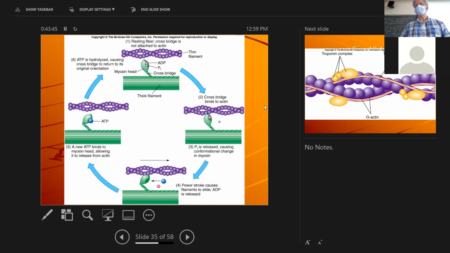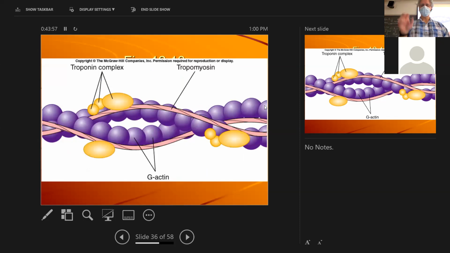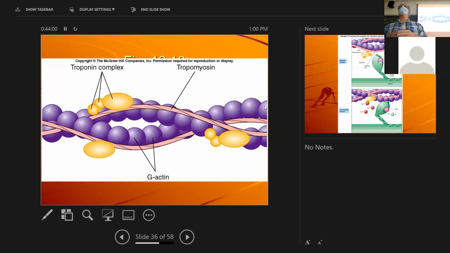Now, in a muscle that's not activated by a motor neuron, the actin is not available to the myosin. It's covered. The myosin binding sites on the actin are covered by this long filamentous protein called tropomyosin.